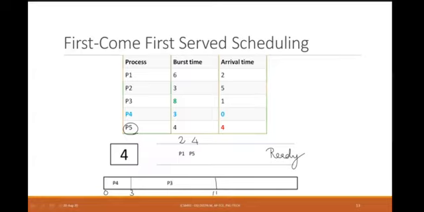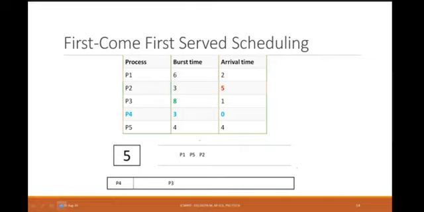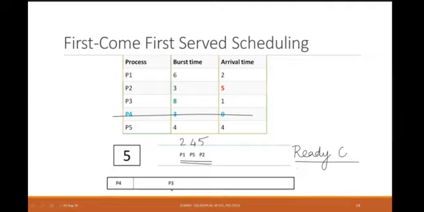Yes? Moving on to time 5. At time 5, I have P1 which arrived at time 2, and these at 4 and 5. And P3 is still under execution. Yes? Now can we finish it? Are there any more processes which will come onto your ready queue now? One process has executed and gone out of the ready queue, one process is under execution and 3 other processes are in my ready queue. Now I don't need to fill in my ready queue anymore. So this will be the last step.